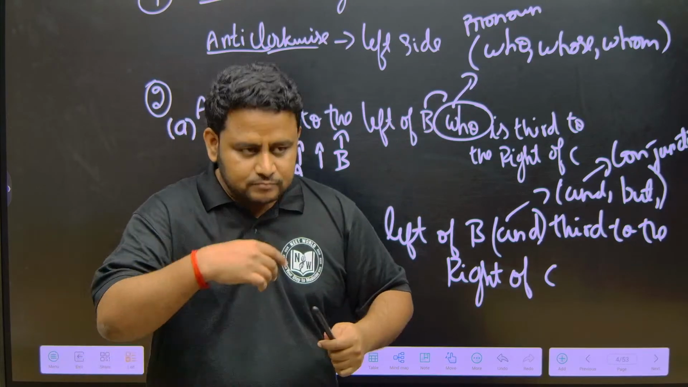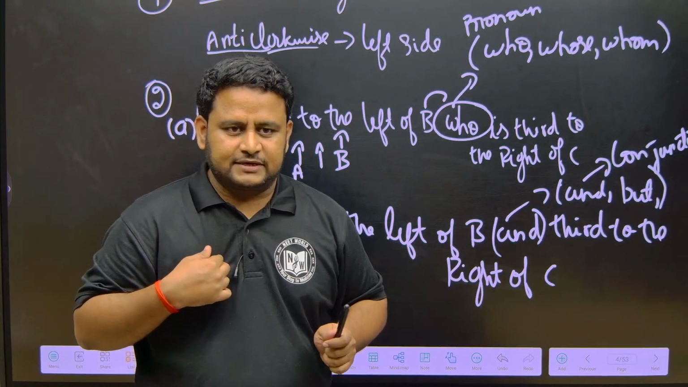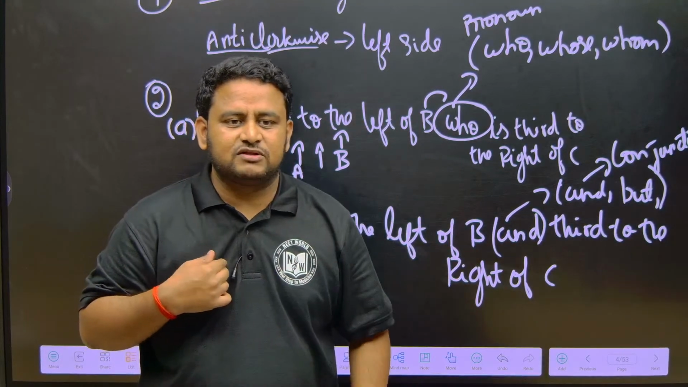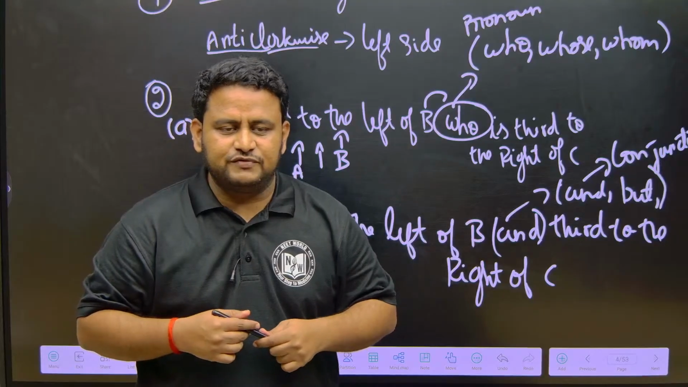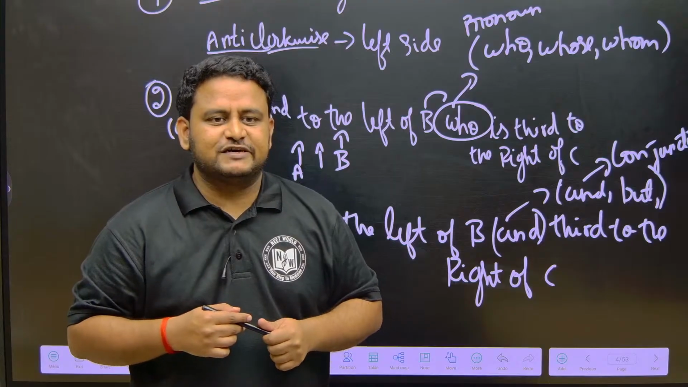I am second to the right of Sir. Okay. Who is second to the right of you? Sir. Correct? No. So we are referring to the second person, who? Sir. Got it?